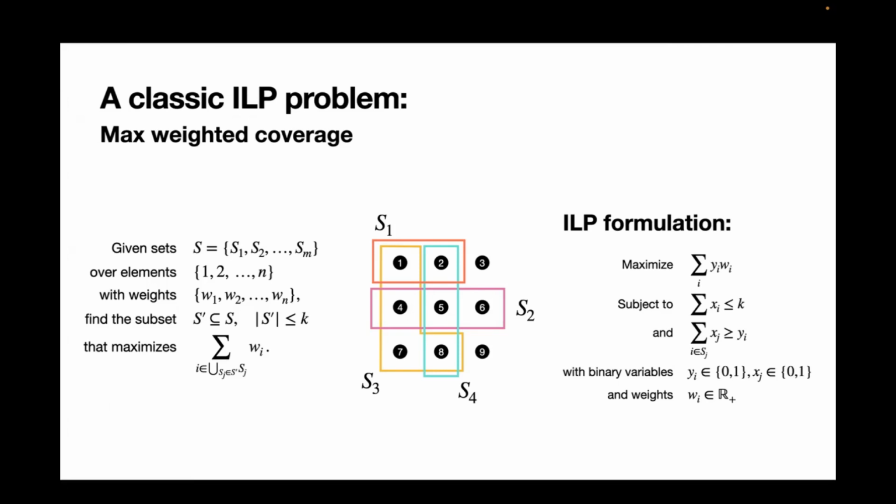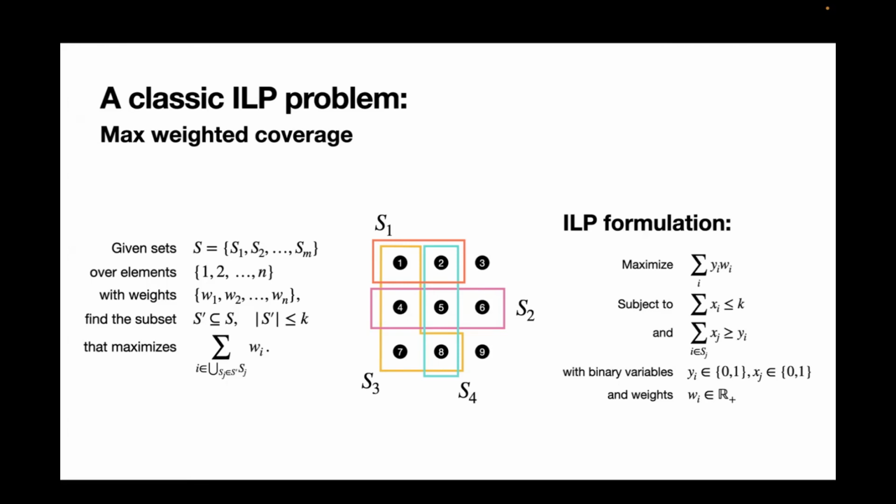And we want to find a subset of all of those sets, such that we are taking no more than K of those sets, and we want to maximize the sum of the weights of the elements that are inside the union of all of the sets that we selected.